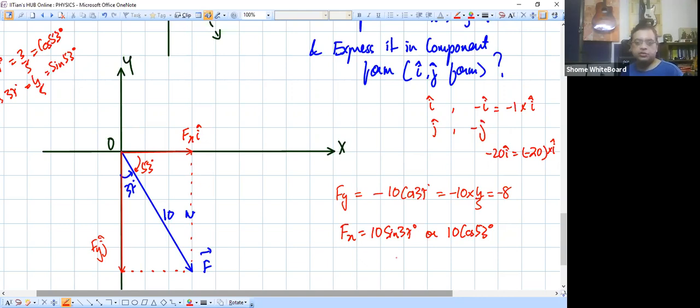Anyhow, coming to this now, we will say that the components of the vector, this is becoming 10 into 3 by 5, so that is 6. So the components are 6 newtons and minus 8 newtons. The y component will be negative because it is pointing along the negative y axis. That's the point over here.